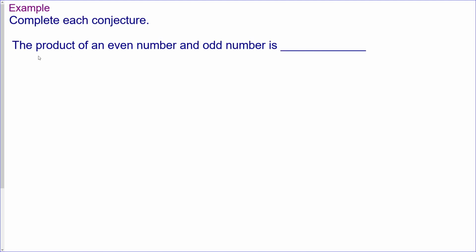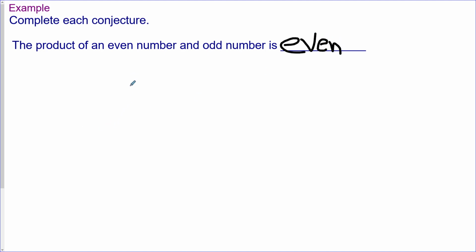So let's take a look at this one. The product of an even number and an odd number is what? I'm going to give you about 10 seconds to try to come up with what you think is going to be the accurate conjecture here, and we can see what we can come up with. All right, hopefully your two options here are either even or odd. But if you take any even number and you multiply it by an odd number, you should find that you always come up with another even number.